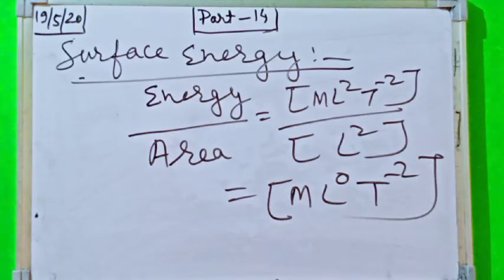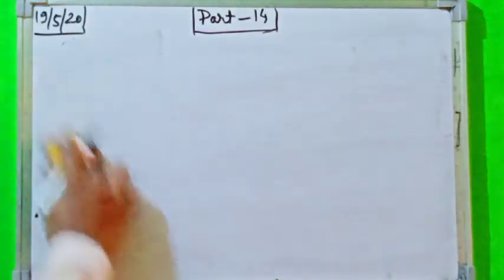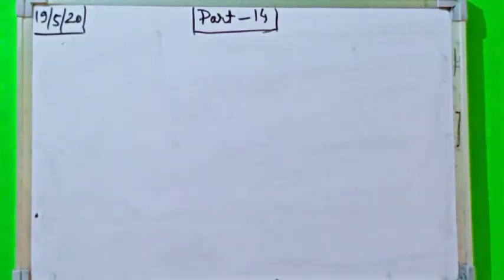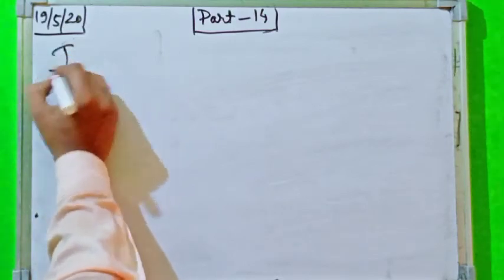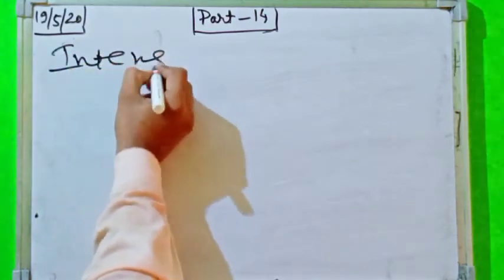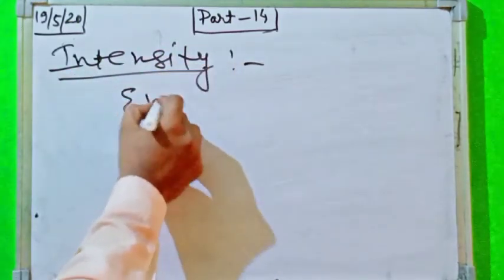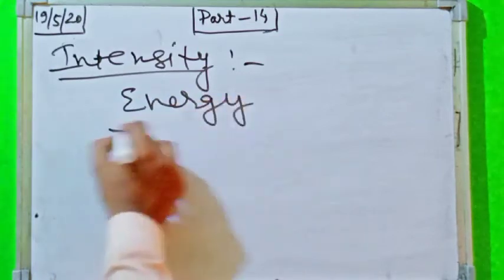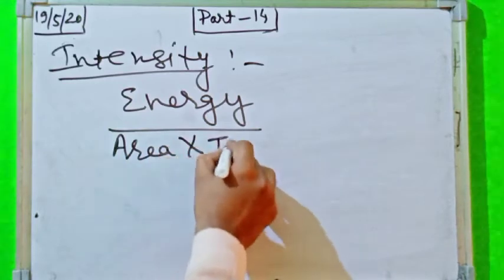Now intensity. The last one is intensity. Intensity means how intense, that is, radiation per unit area. Rate of fall of radiation per unit area is called intensity. And it can be given as energy per unit area into time.